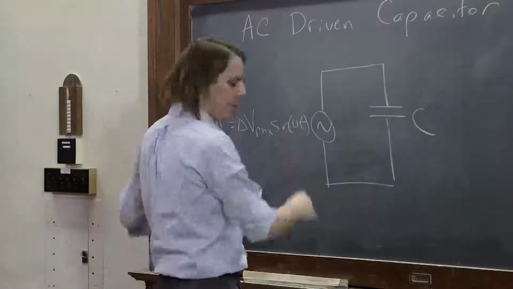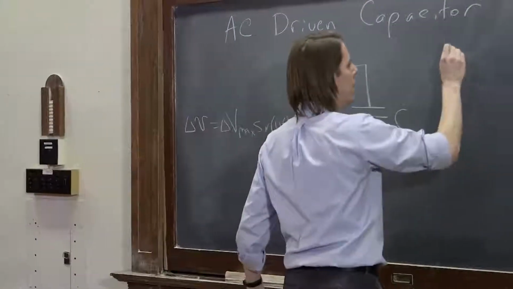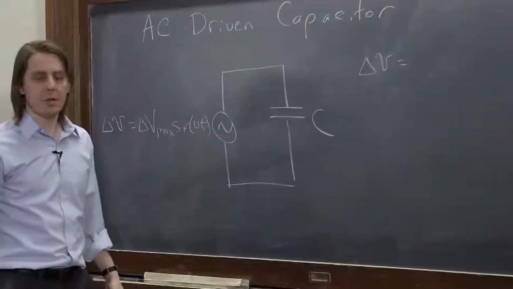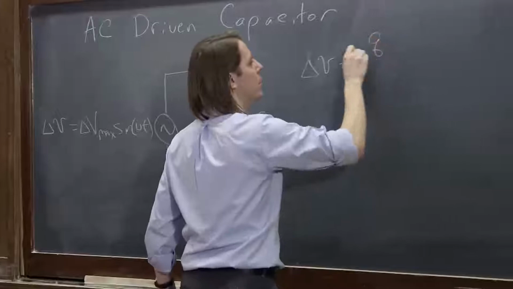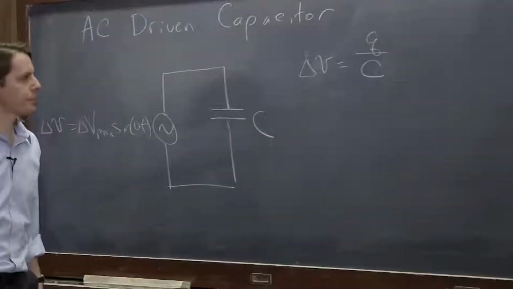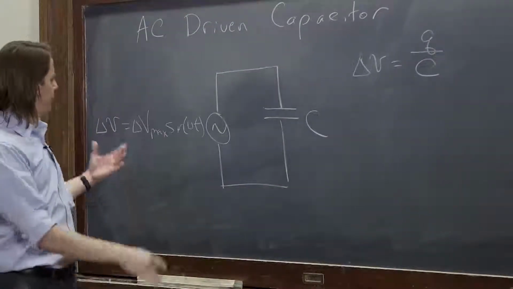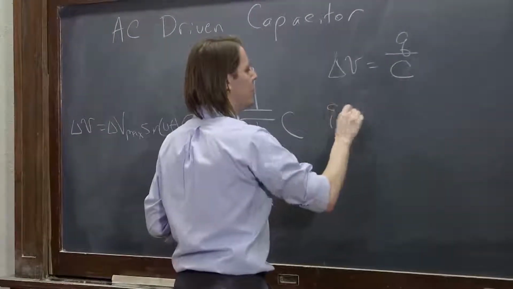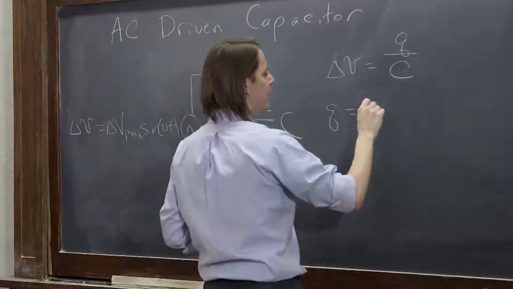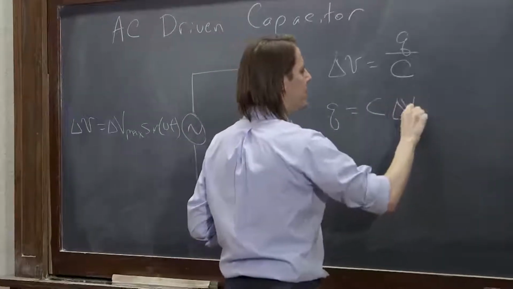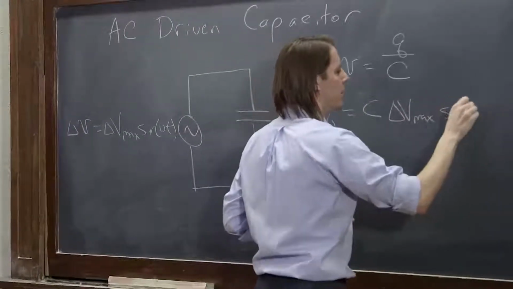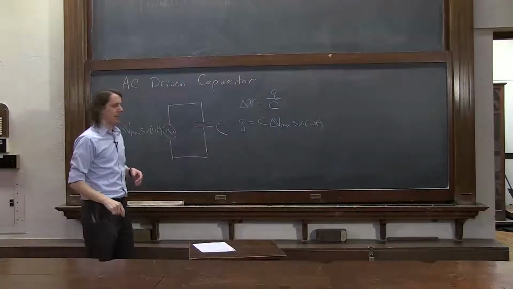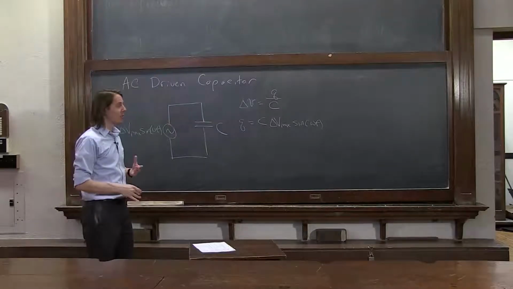Okay, well, the delta V we're applying across the capacitor has to be equal to the charge on the capacitor over its capacitance. So we can start plugging in things. Let's solve for the charge. So Q, the charge on the plates that can vary in time, is now C times delta V max times sine omega t.